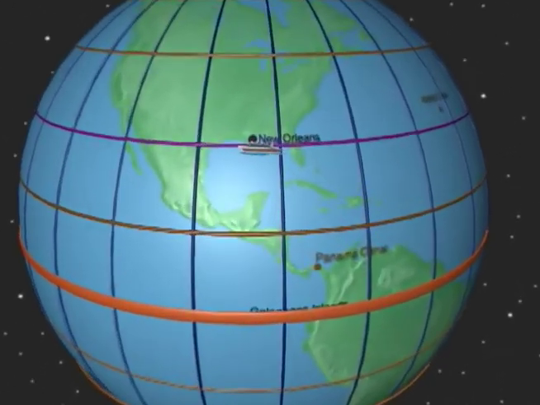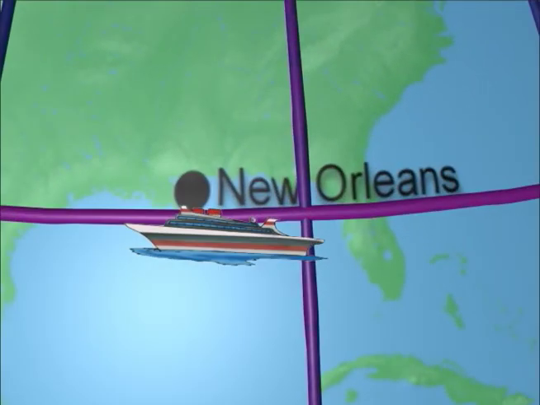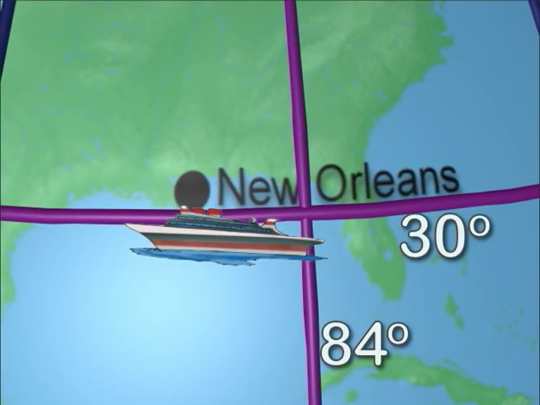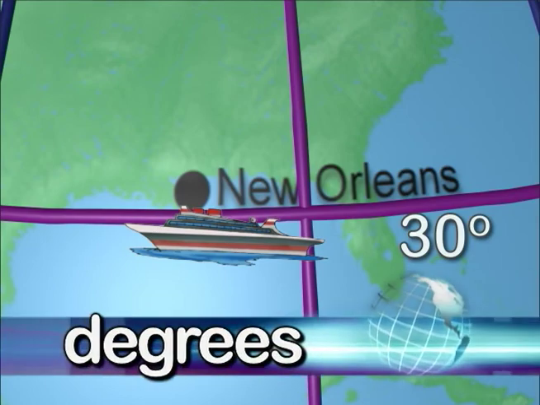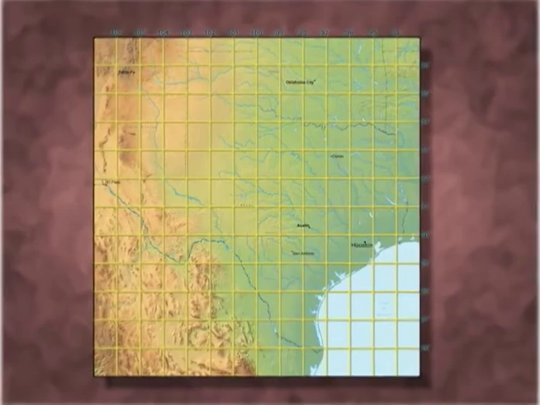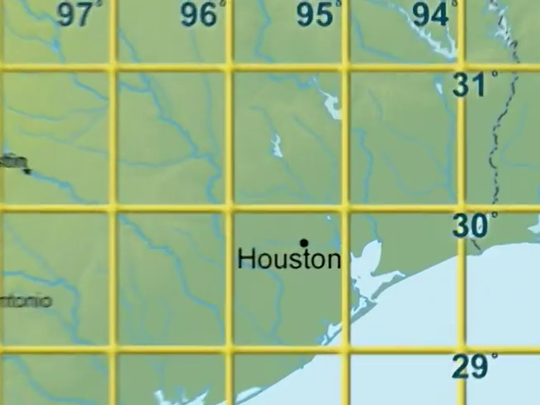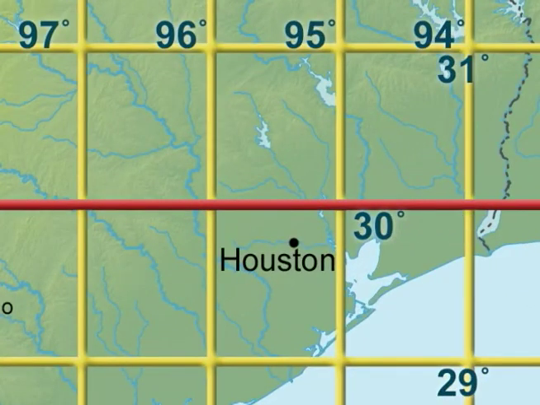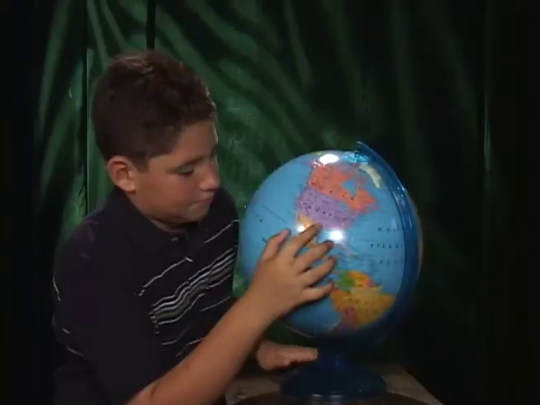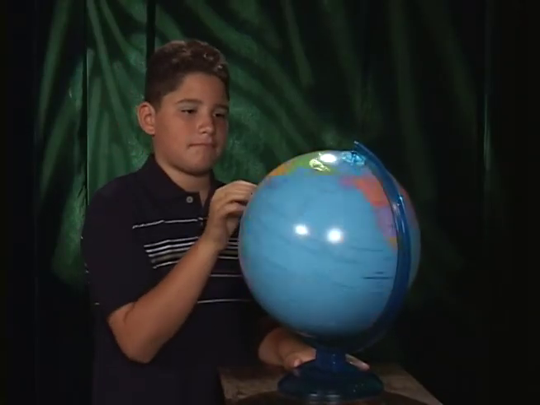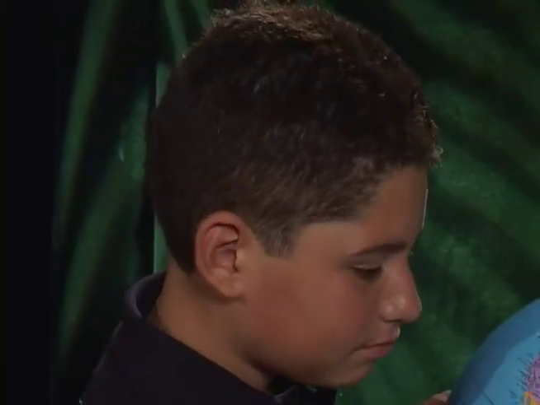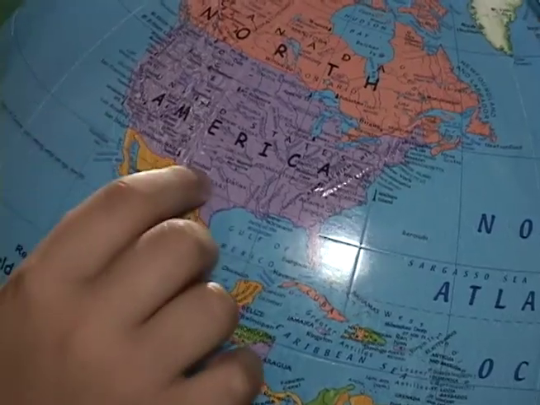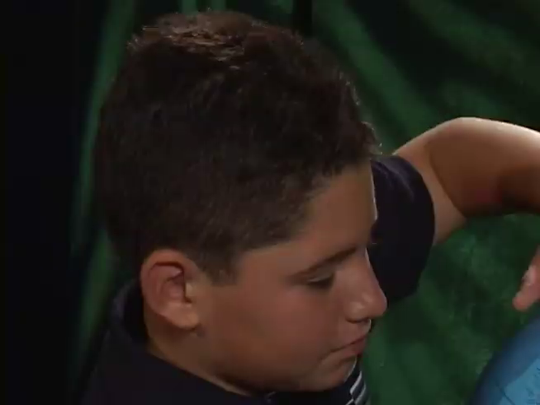You can describe any point on Earth by its latitude and longitude. Latitude and longitude lines are measured in numbers called degrees. Houston, Texas is located at about 30 degrees north longitude and 95 degrees west latitude. If you want to tell someone where Houston was and they didn't want to look all over the globe to find it, an easy way to direct them to the city is by giving its latitude and longitude.